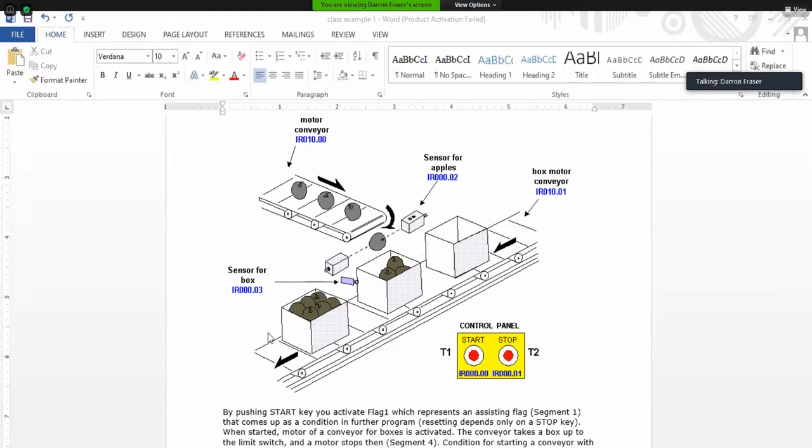So we want to look at this circuit. All right, so that is what we want to talk about designing.